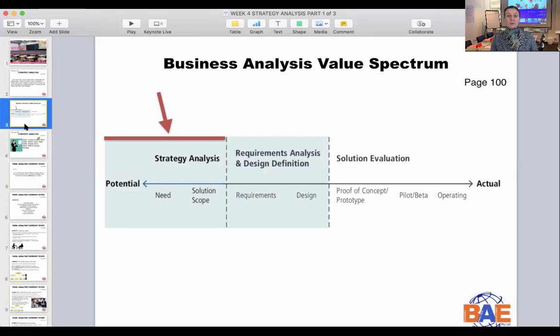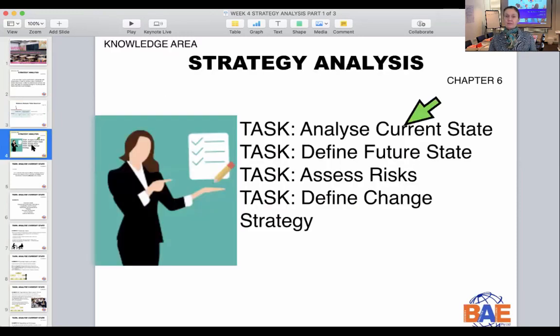For the purposes of what we're talking about today, strategy analysis is on the potential end. This is where we really explore the business need from various different aspects, and we look at the current state of the organization. Apart from the current state, we will also look at defining the future state. We'll assess the risks involved with doing that, and then we will look at defining the change strategy and the role of the business analyst in that. But for this particular video, let's talk about analyzing the current state.